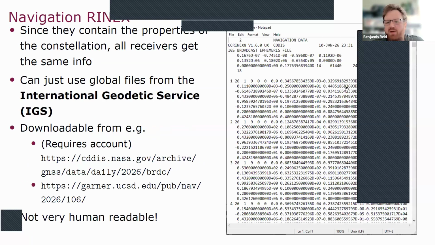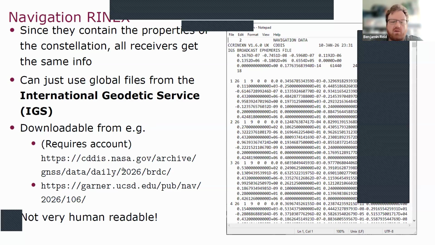This is what a navigation RINEX file looks like. It is a massive pile of numbers. You don't need to worry about that. But the nice thing about them is every satellite broadcasts information about every other satellite. So all of the receivers around the world get the same information. So you don't need to get the specific navigation file that your receiver got. You can just download one of these global files, right?